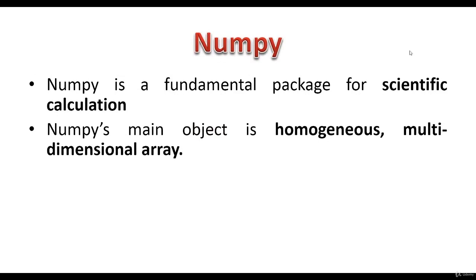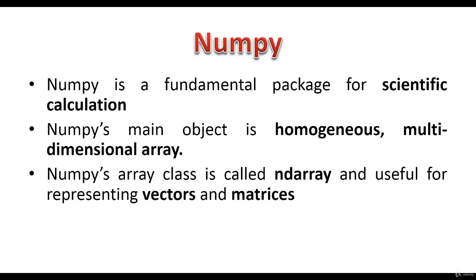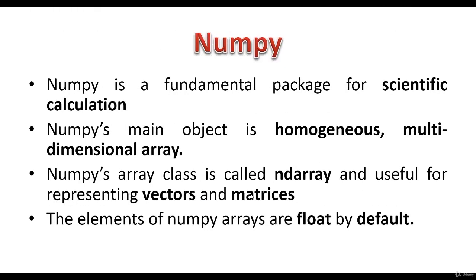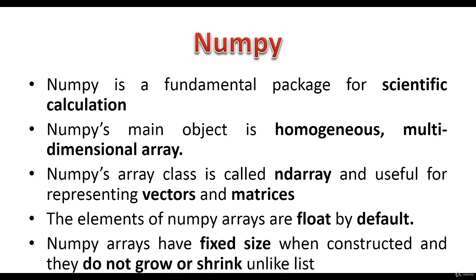Its main object is homogeneous multidimensional array. This array class is called ndarray and it is very useful for representing vectors and matrices. Elements of this array are float by default. Arrays have fixed size, unlike list, when constructed, and they do not grow or shrink.